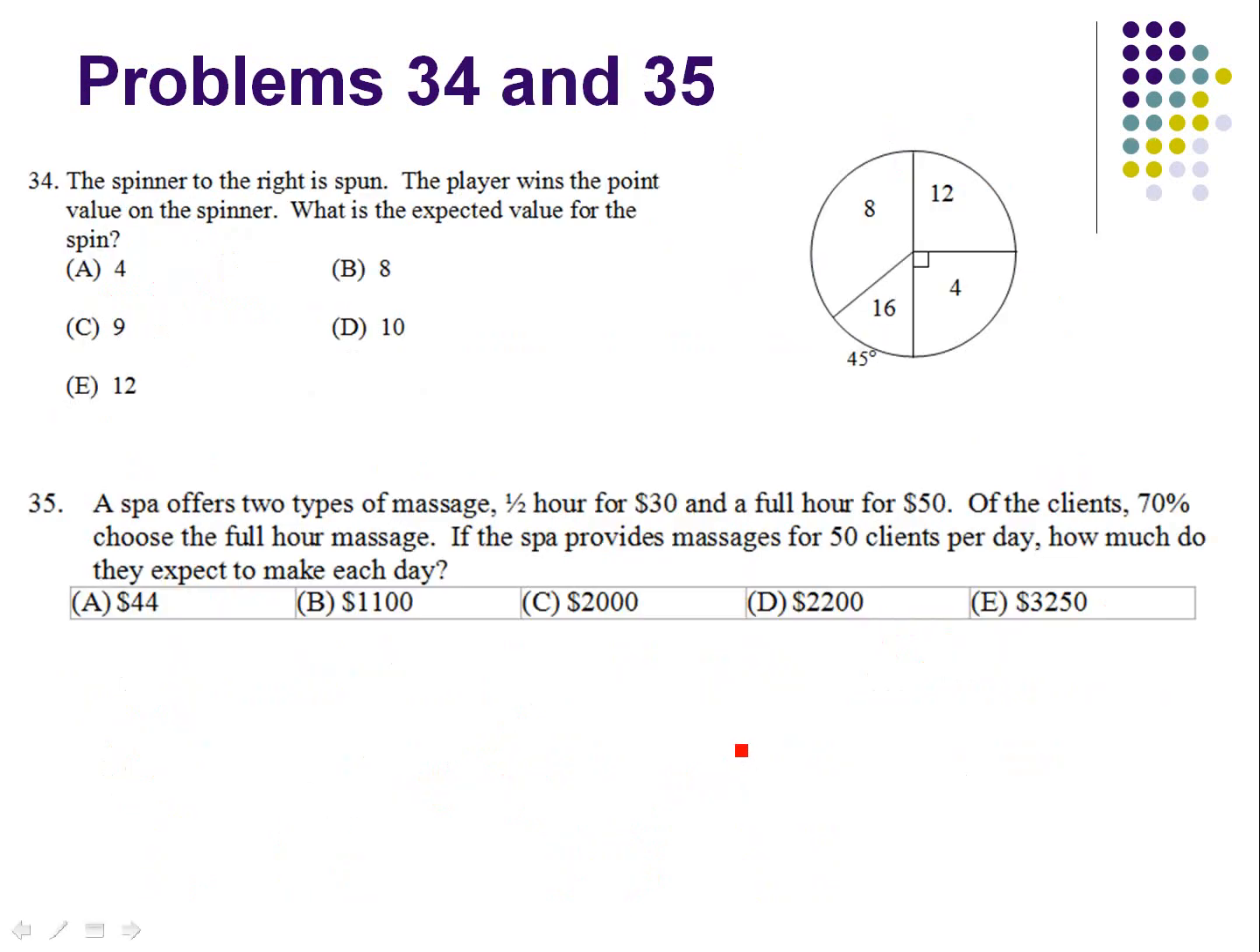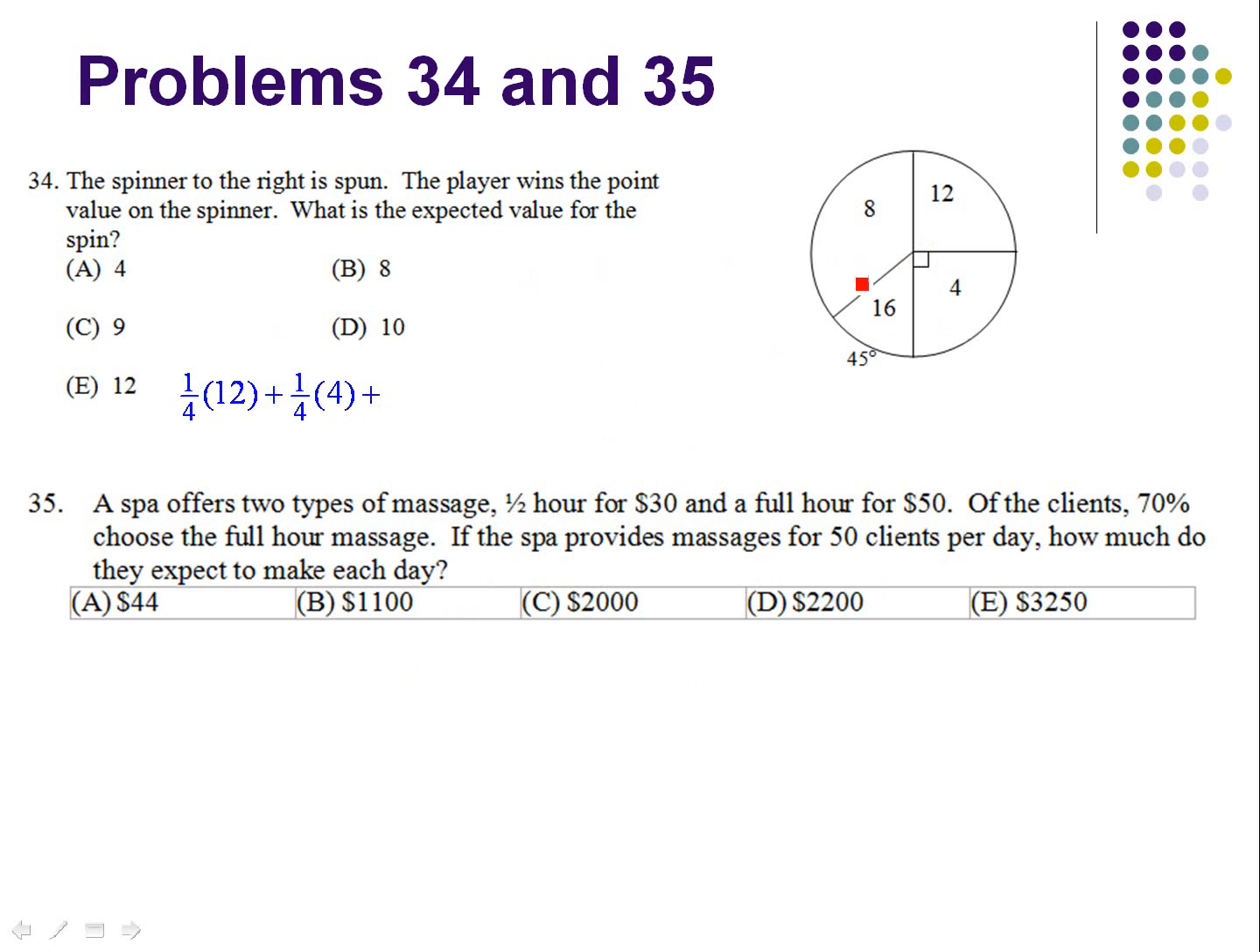Okay, problems 34 and 35. These are all on expected value. Well, we've got to figure out what fraction of the circle we have when we calculate this. So these are 90-degree angles. So I could do 90 over 360, or I just realize that's a quarter of a circle. So I have 1/4 of 12, 1/4 of 4.